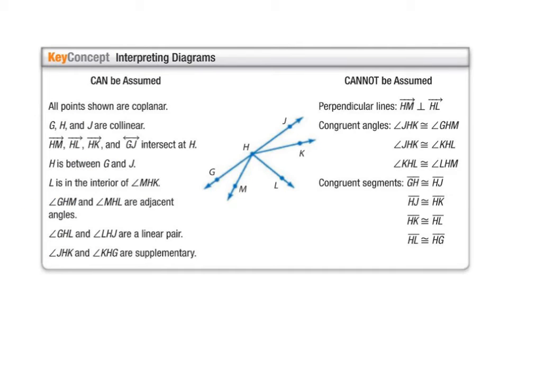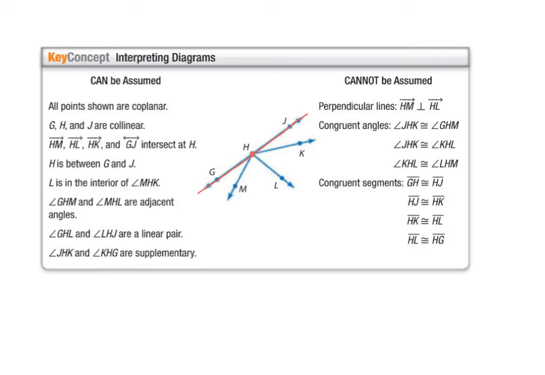Okay, so now you can use this image to take a feel for all the things you should be able to interpret from the picture given. So based on my picture, I know that all the points are coplanar, meaning they're on the same plane, so this is not a 3D picture. G, H, and J are collinear, meaning it forms a straight line. So collinear, it's on a straight line. And all of these points intersect at point H.